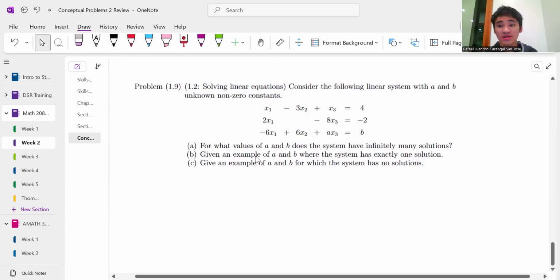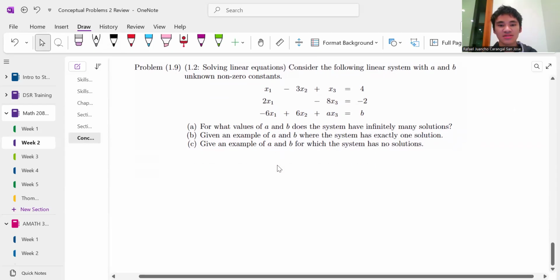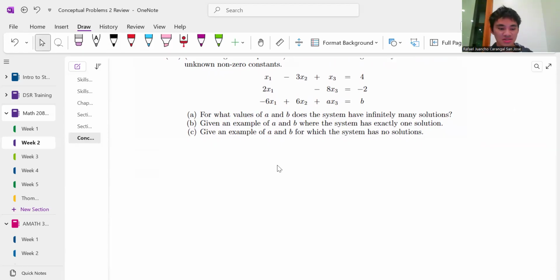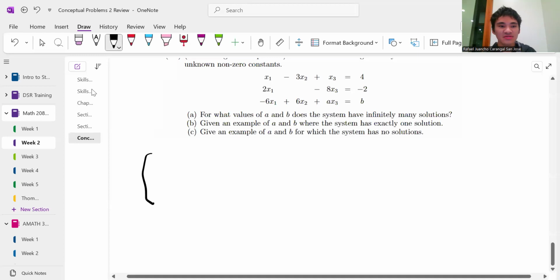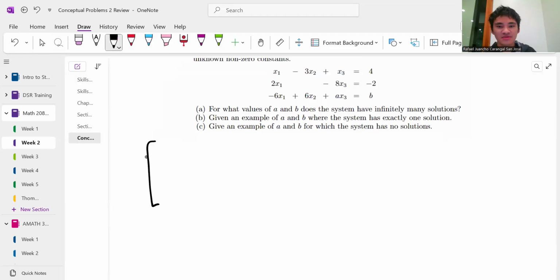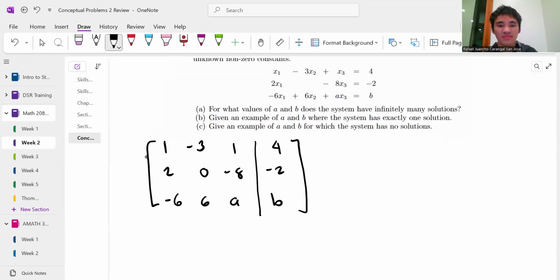So here we consider the following linear system with A and B, unknown non-zero constants. What are the values of A and B? Does the system have infinitely many solutions? Well, one way we can find this is we do our typical augmented matrix, and then we find some condition. So here we have 1, -3, 1, 4, 2, 0, -8, -6, 6, A, B, -2.